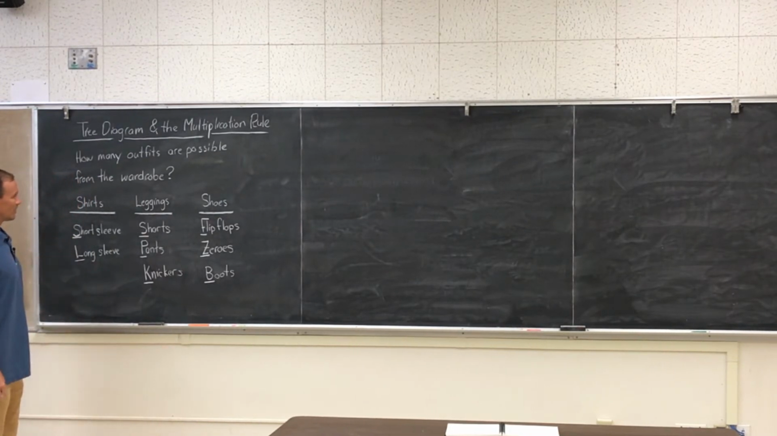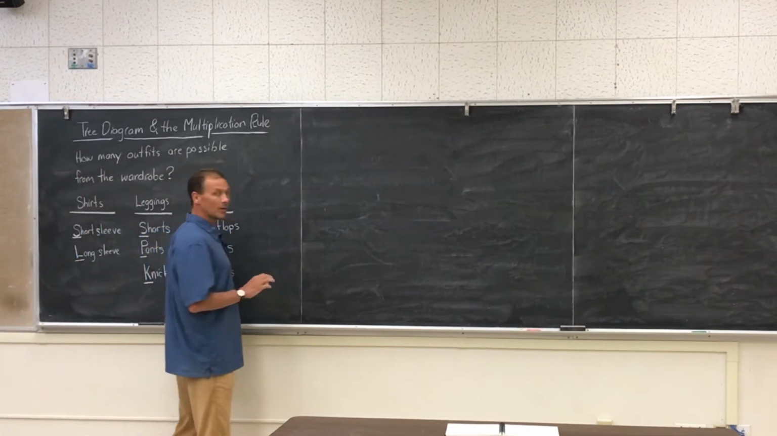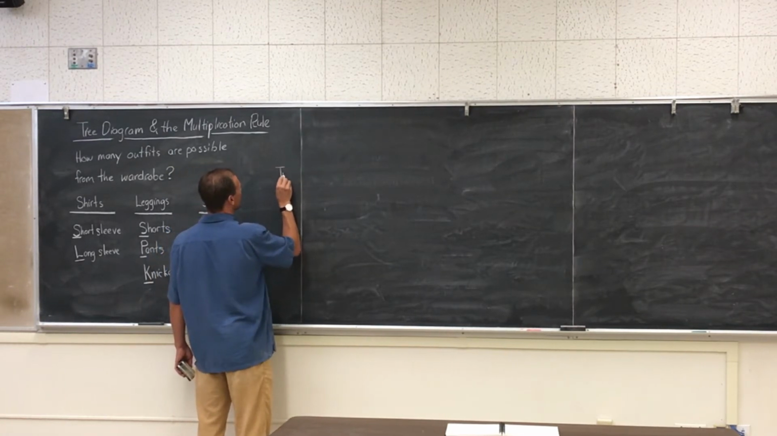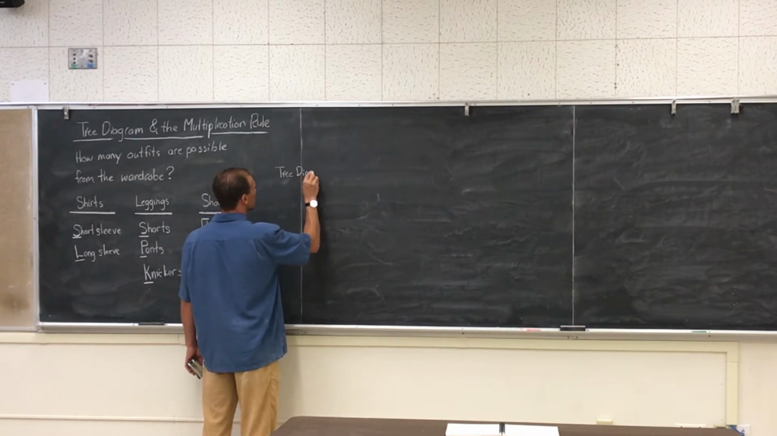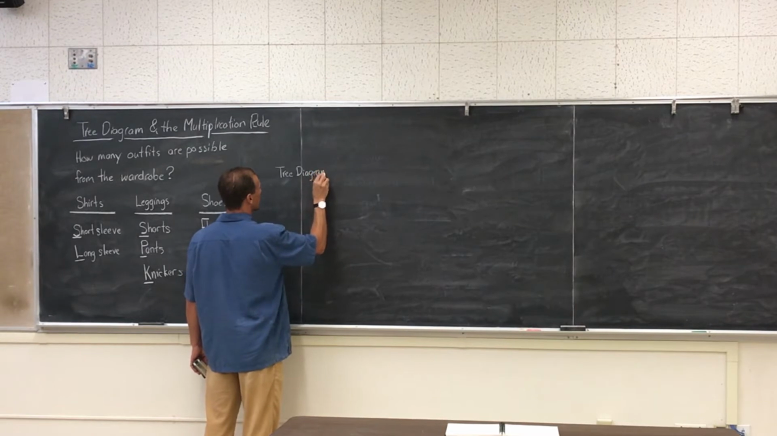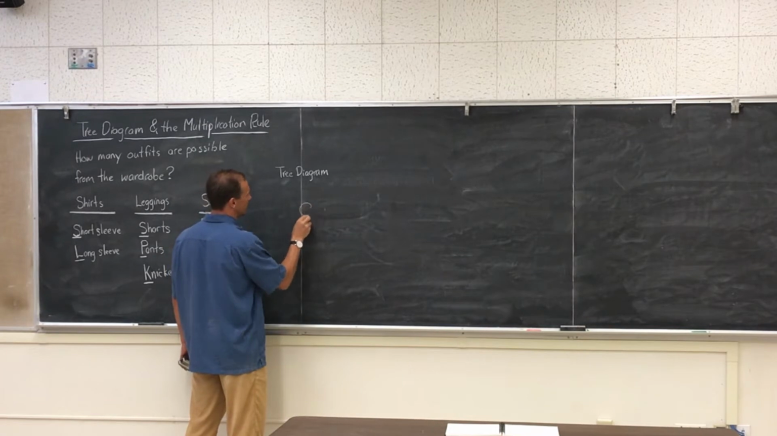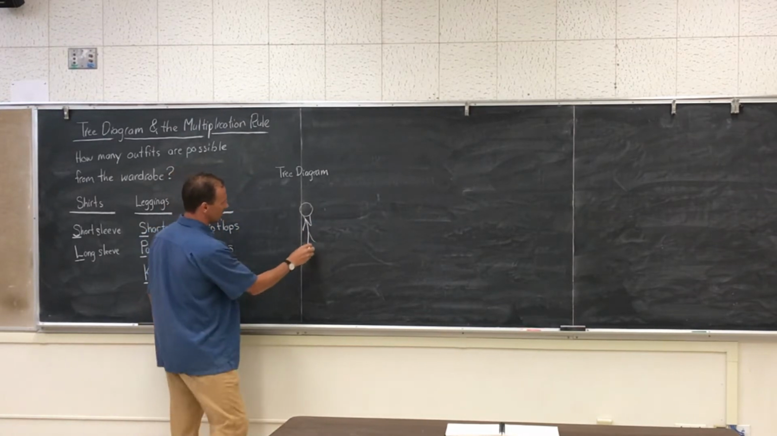Short sleeve, long sleeve. So, let's take our person here, and now we're going to make our tree diagram. So this is my tree diagram. Okay, and let's put a person here. You don't really have to, but I think a person makes it go a little bit better. Maybe that person is thinking about getting dressed. They've got to look good that day. So we've got our person here.